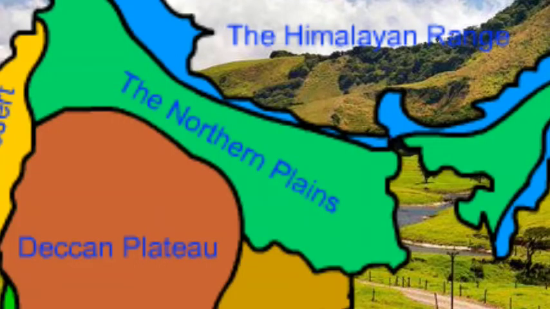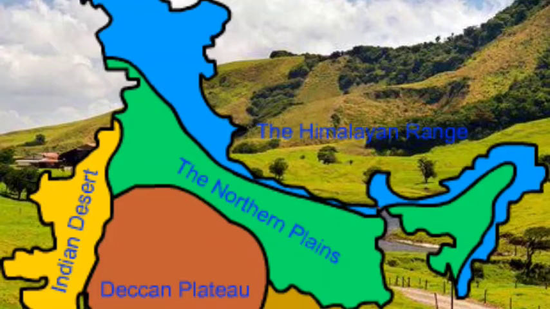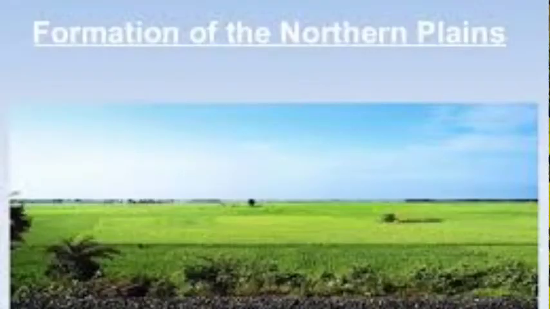This large shallow basin slowly got filled with sediments brought by the rivers. What are the rivers? One is the Himalayan rivers from the north side, and the other is the Peninsular rivers from the south side, the Peninsular Plateau. So these brought sediments, and that large basin was slowly filled with these sediments brought by the rivers. In this process, our present form of northern plains was formed.